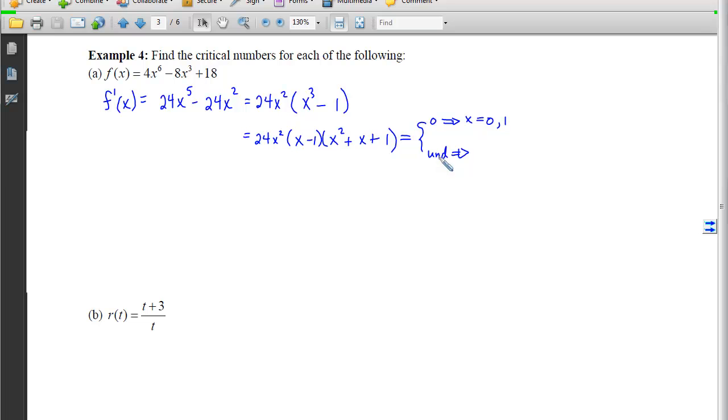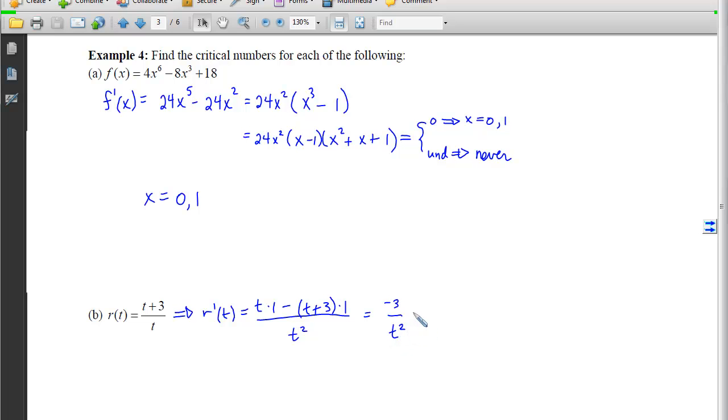If I want to find out when the derivative is undefined, I can see that this has no division by 0, no even roots, and no logs, so that means I will never have an undefined derivative for this polynomial function. Because of that, I can now say that my critical values are x equals 0 and 1. If I look at b, which is a little tricky, I will need to take the derivative using the quotient rule. So I have r prime is my low d high minus my high d low over my low squared. If I simplify this, I end up with a negative 3 over t squared.